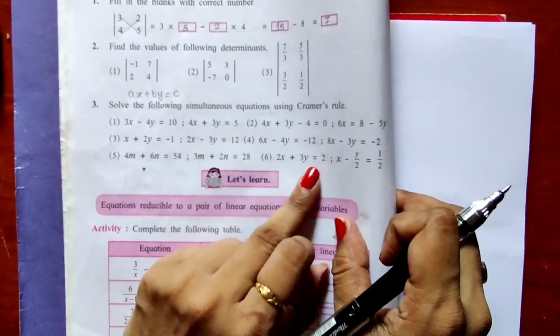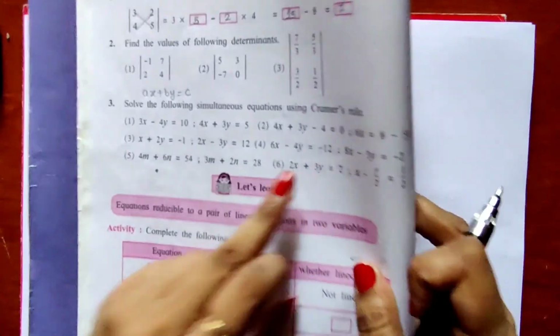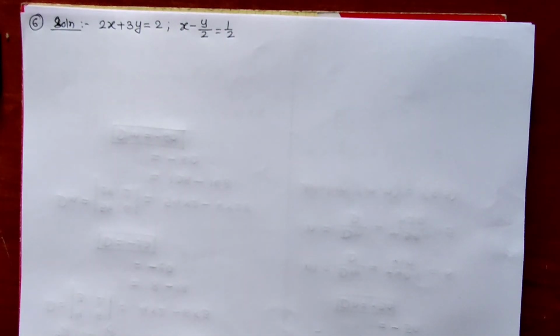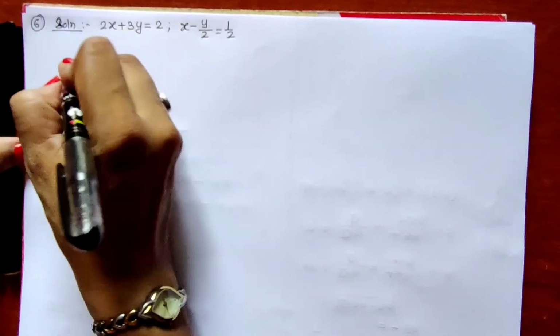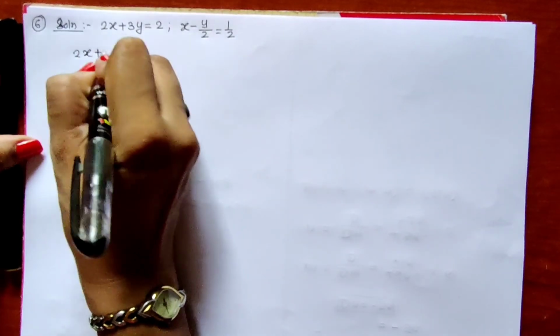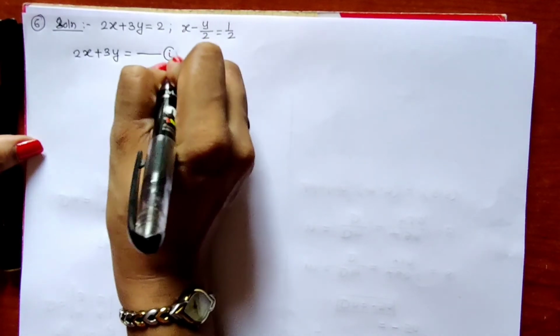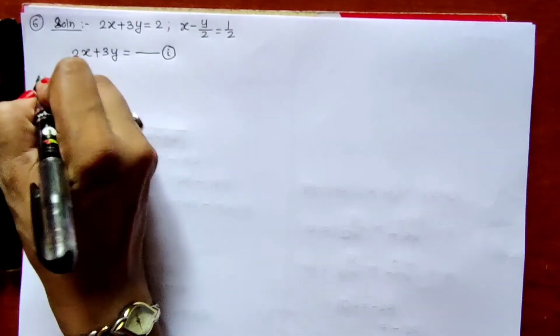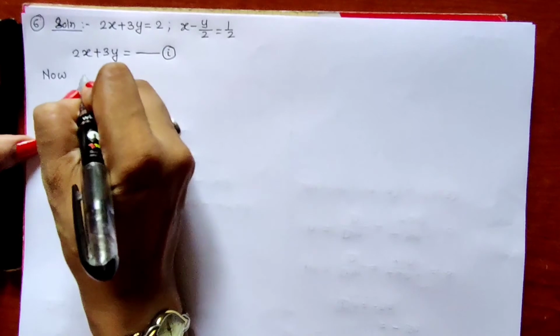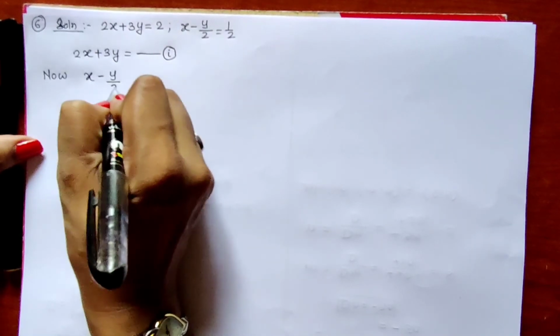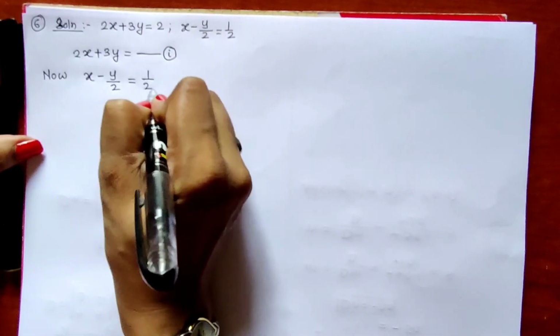First equation we don't need to do any changes, so I will be writing the first equation as it is. 2x plus 3y is equal to 2 will be our equation number 1. But for equation 2, I will be writing this equation first. Now, x minus y upon 2 is equal to 1 upon 2.